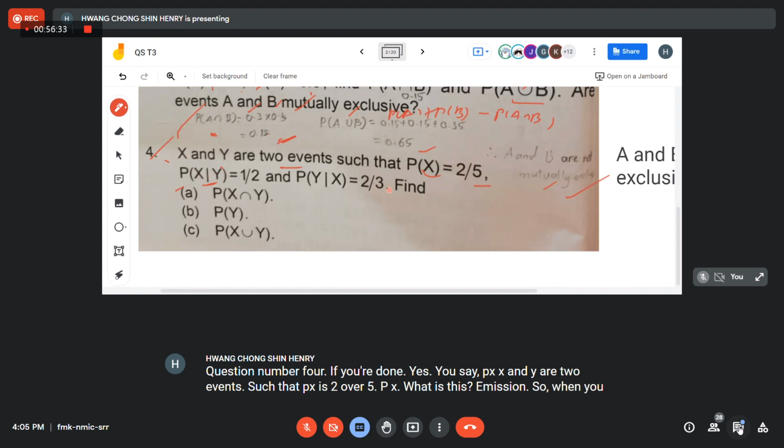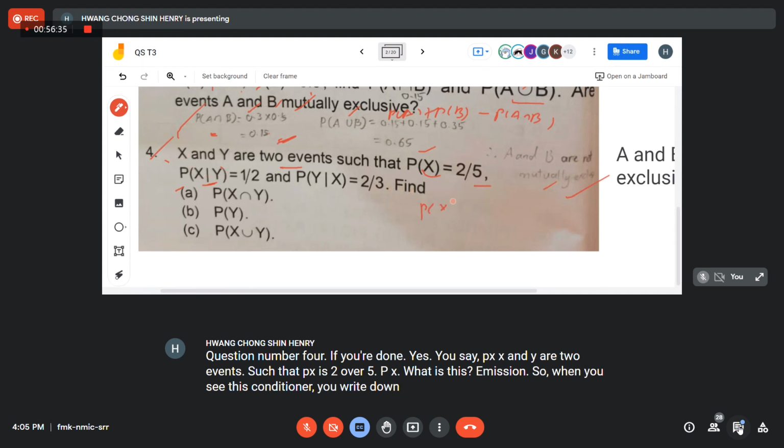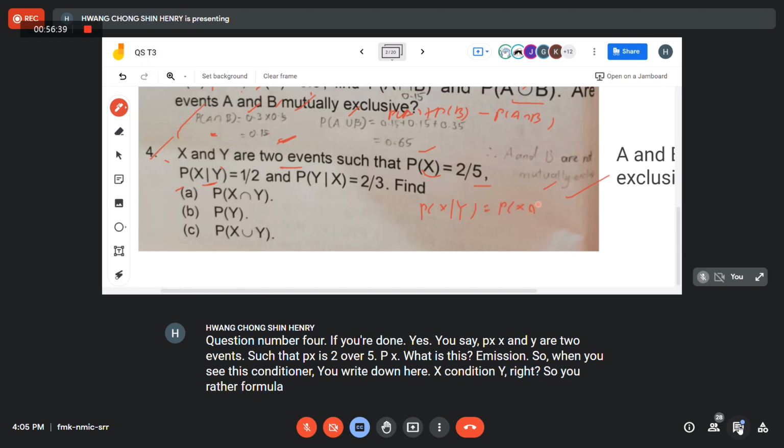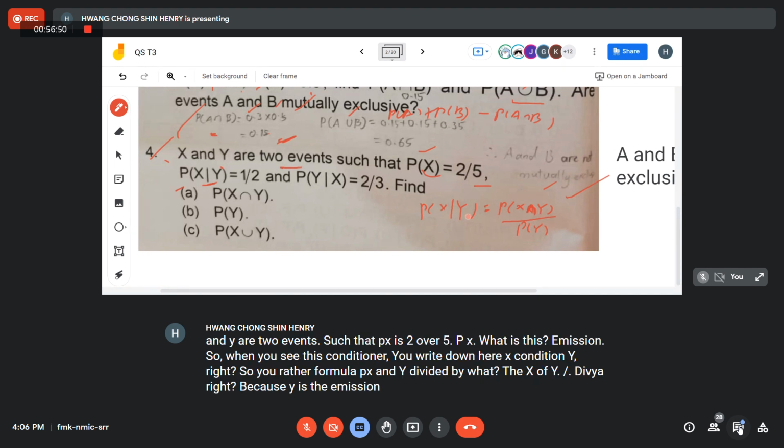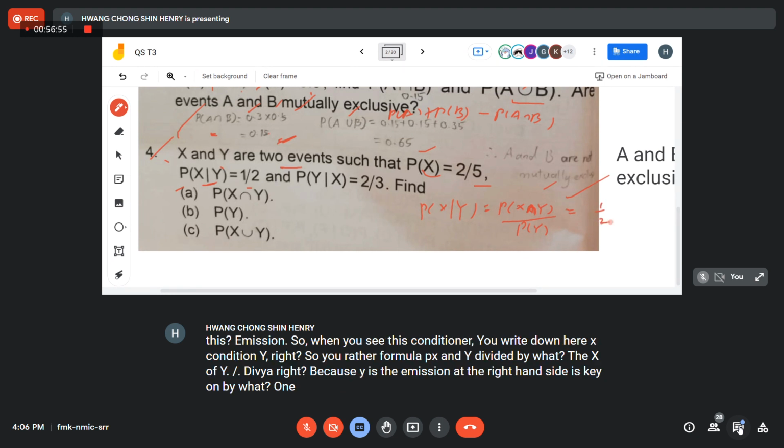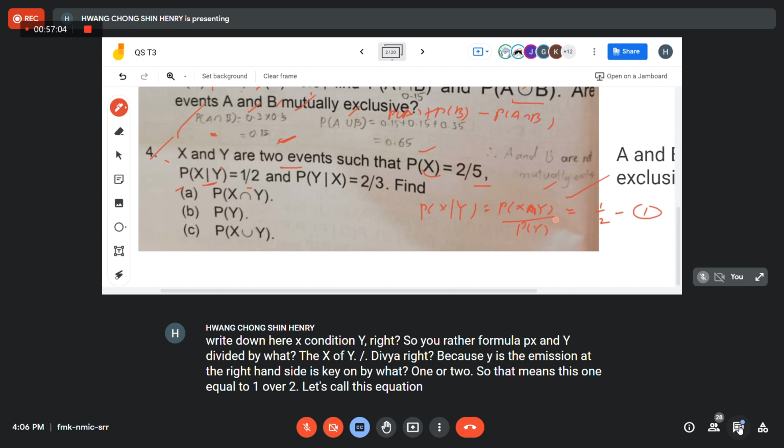So when you see this condition, you write down here x given y, right? So you write down the formula P(x and y) divided by what? P(x) or P(y)? Divide by P(y), right? Because y is the condition at the right hand side. It's given by 1 over 2. So this is equal to 1 over 2. Let's call this equation 1.